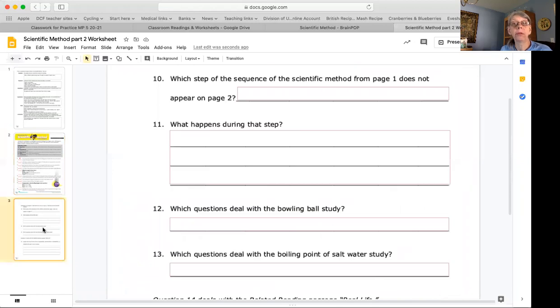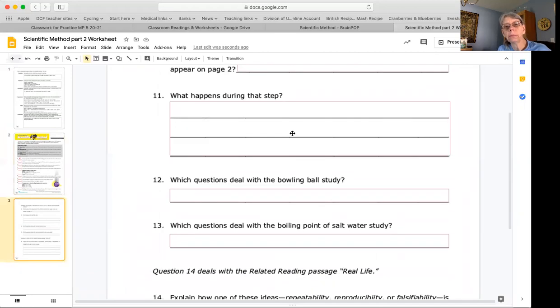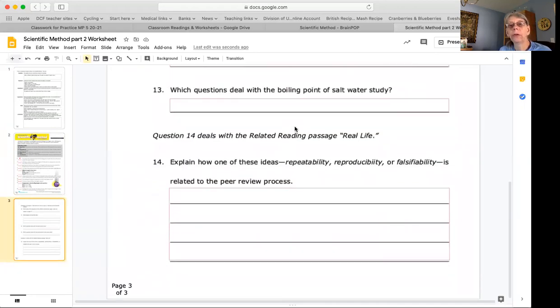Okay, page 3, expand on that a little bit. And question 14 goes back to something we talked about last week in the scientific process, part 2: repeatability, reproducibility, or falsifiability. We're talking about something called peer review, when other scientists look at your work to determine whether you did a good job or not. You can always go back and read this passage again and take care of that.